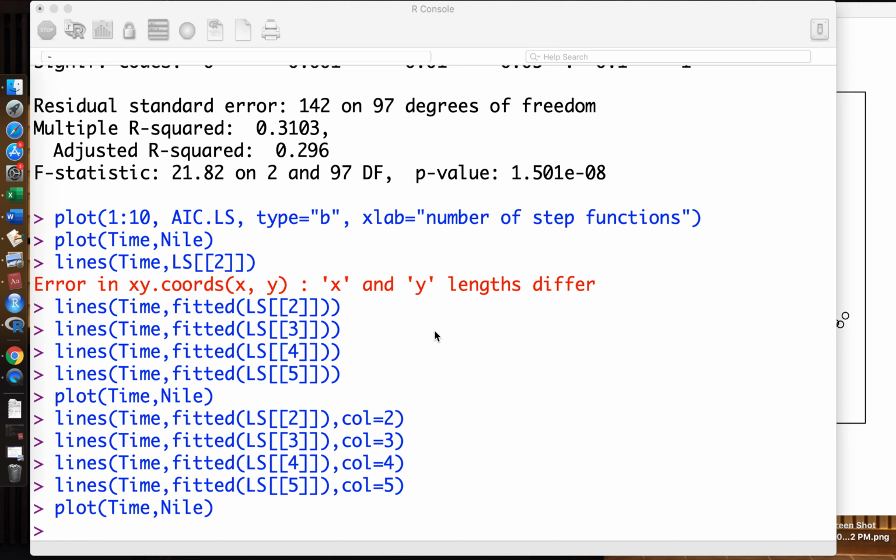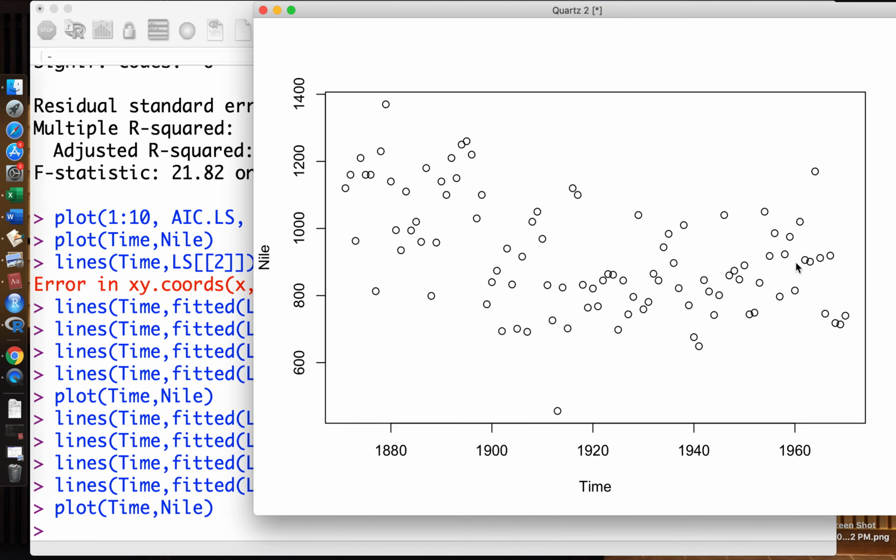Hi everyone. So next we want to discuss if we can improve the model by changing knot points. Okay, so see the original plot. So this is the original data. So what are the optimal knot points?